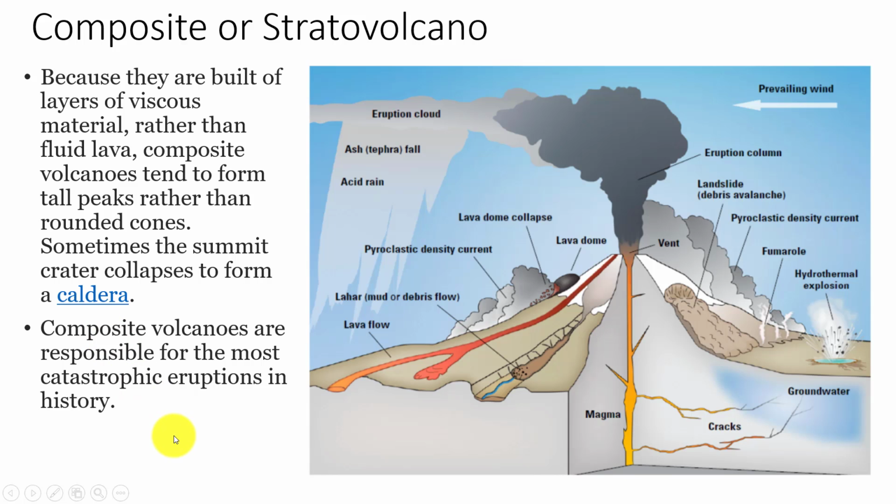Okay. The second type is a composite or a stratovolcano, and these are built of layers of viscous material rather than fluid lava. They tend to form tall peaks rather than rounded cones because of this way that they're formed. The summit can sometimes collapse into a caldera, and composite volcanoes are responsible for the most catastrophic eruptions in history. There's a lot of damage.